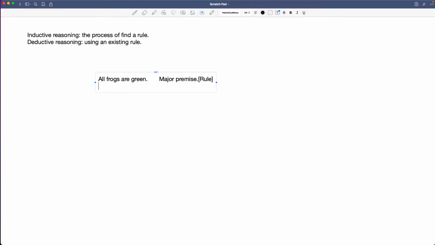And our minor premise is the specifics, the member of the set the rule applies to. So let's talk about Henry. Henry is a frog. This is your minor premise, and your minor premise is your member, the member of the set as specified by the major premise. And your conclusion is going to be: Henry is green. Typically we say, therefore, Henry is green. Your conclusion is going to contain the predicate of the major premise and the subject of the minor premise.